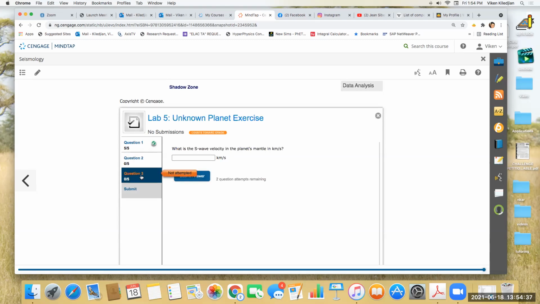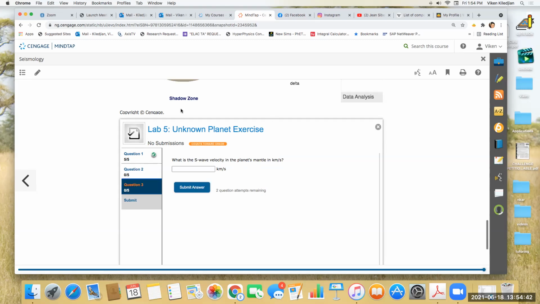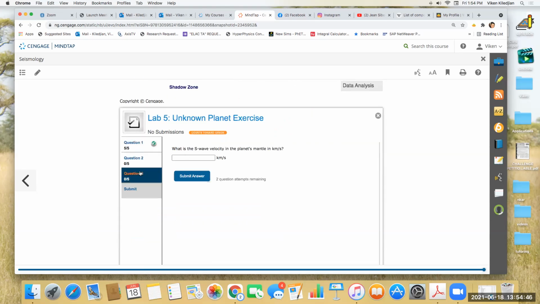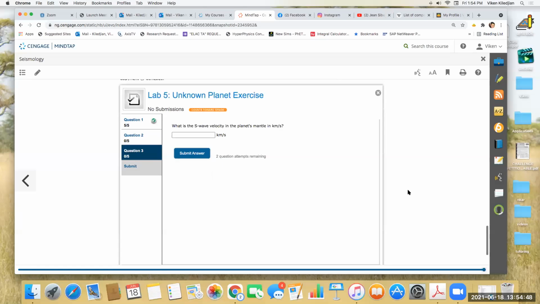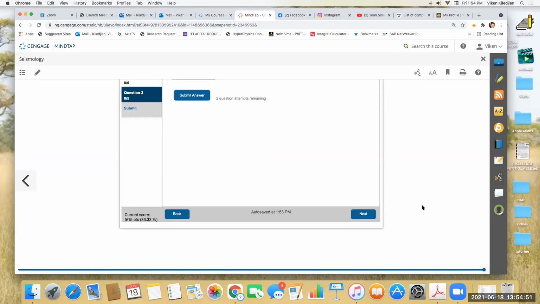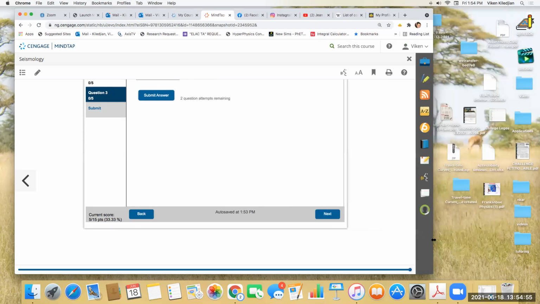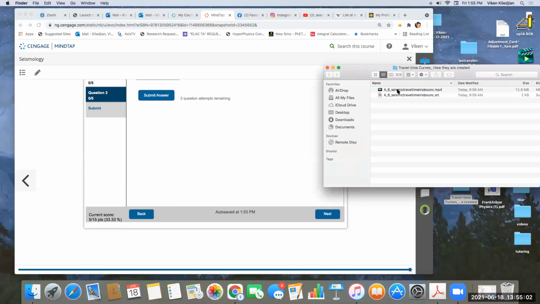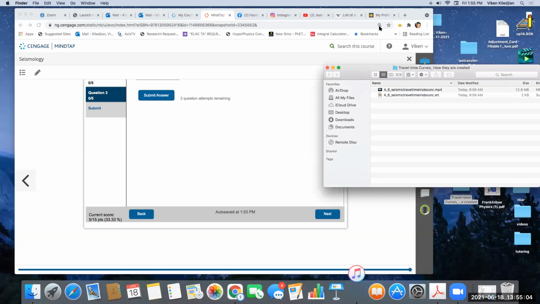Then question 3, what is the S wave velocity in the planet's mantle? Well, it's all answered by that picture. So then you would show a picture of each one and then go on to the next one. So let me show you a little video that I found about this, because this is really cool how this technology actually works. Short video.